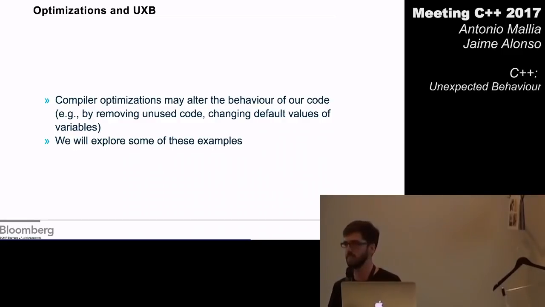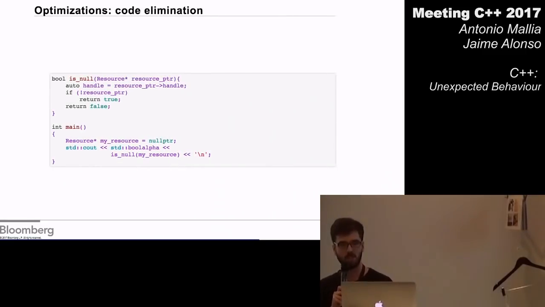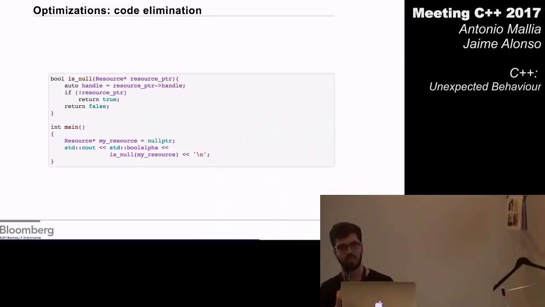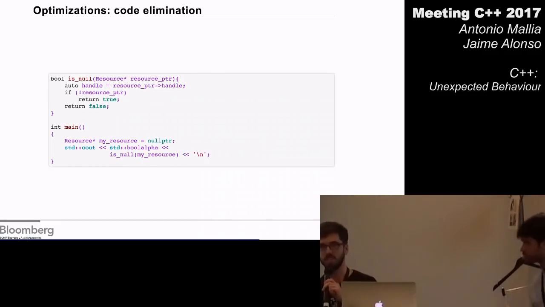Sometimes you can remove unused code. You can change the default values of variables, such as zero initialization or not, of integers. So we will explore some of these examples. Here we have an example with a function that checks if this pointer is null. We do some stuff, and then we exercise it by having a null pointer and just checking if my resource is null.